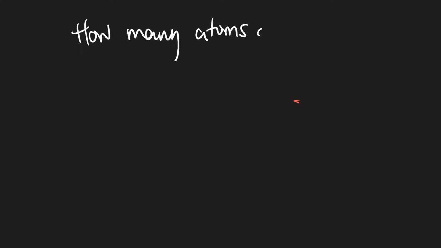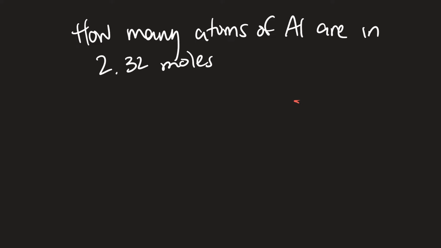So let's say we're trying to figure out how many atoms of aluminum are in a 2.32 mole sample. All right, so we're just trying to figure out how many atoms of aluminum we have in 2.32 moles. So the first thing we need to figure out is, okay, what relationship is between these two units? And what two units are we talking about? Well, we're talking about moles and atoms.